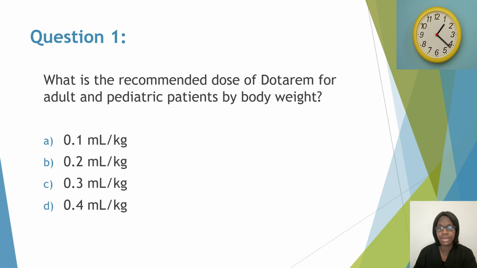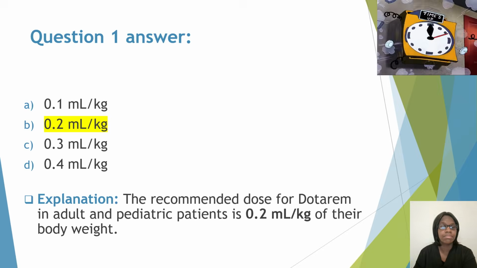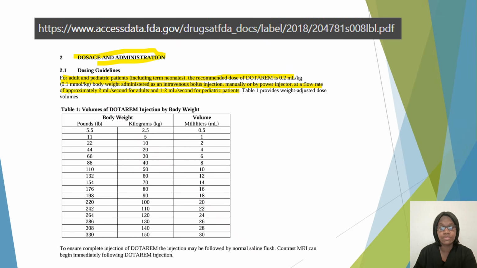All right, the correct answer is B, 0.2 milliliter per kilogram. The recommended dose for dotarum in adult and pediatric patients is 0.2 milliliter per kilogram of their body weight. And this information was found on this website. You can see on this site, this is the information where I got the recommended dose for dotarum.